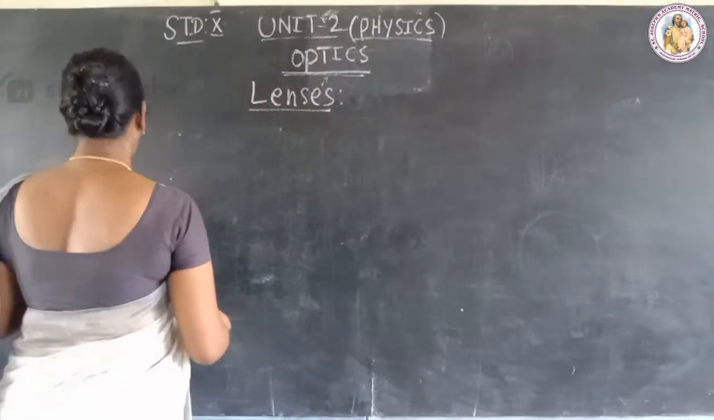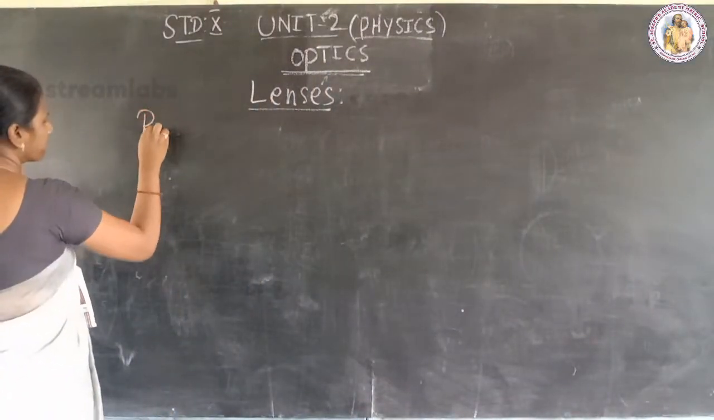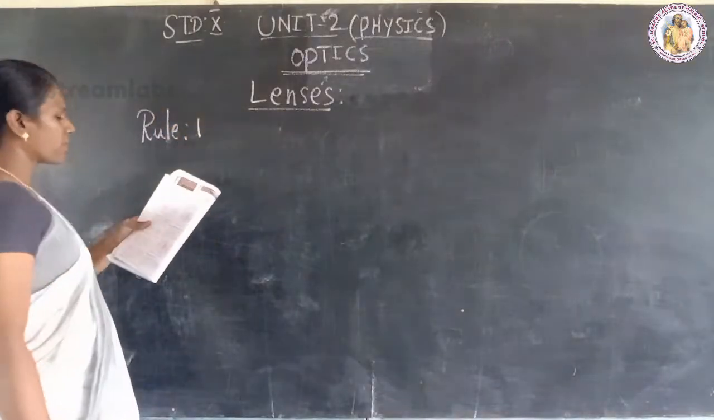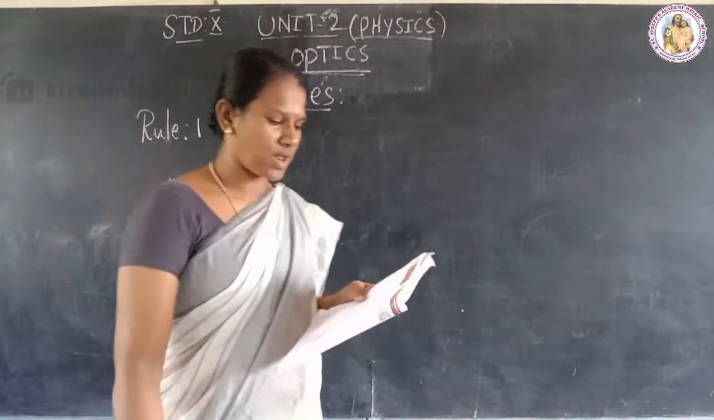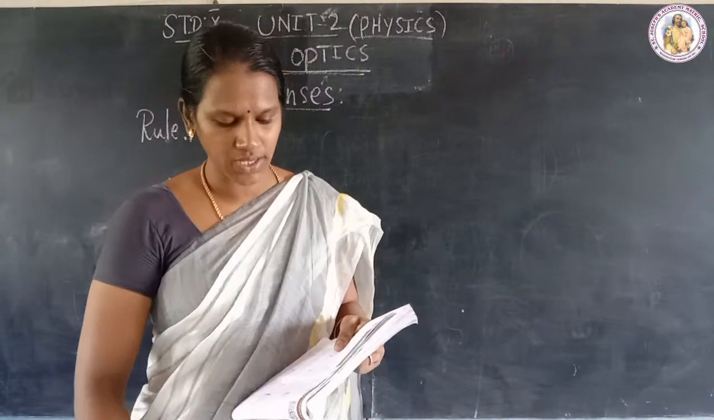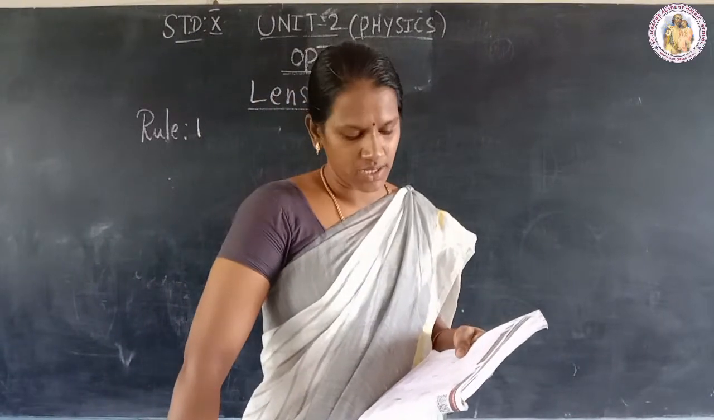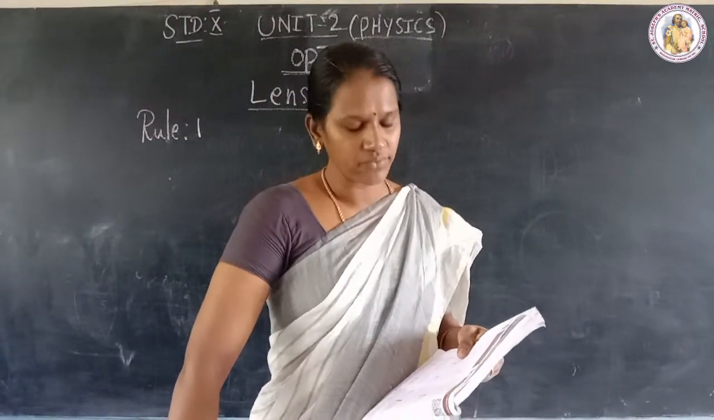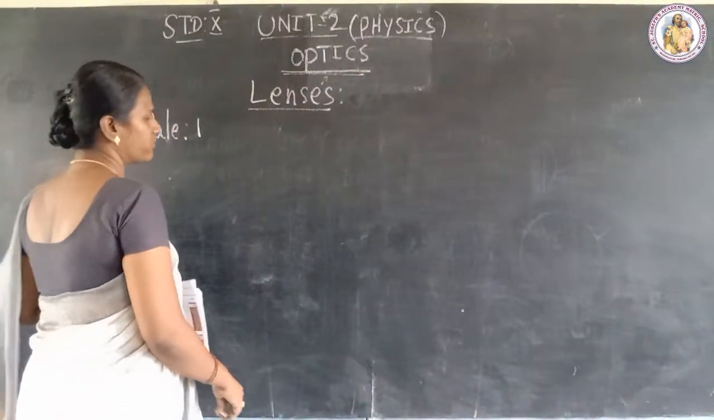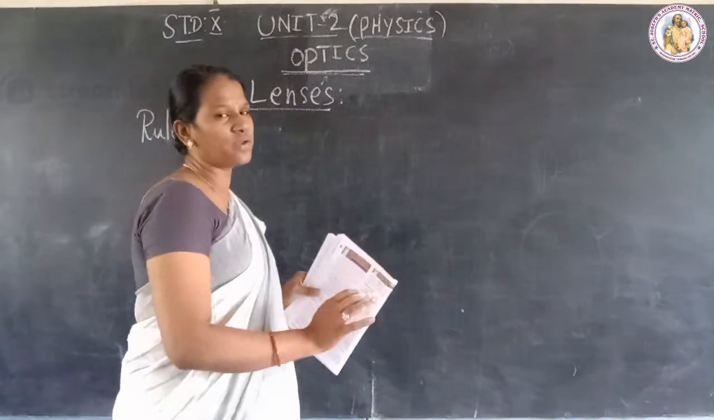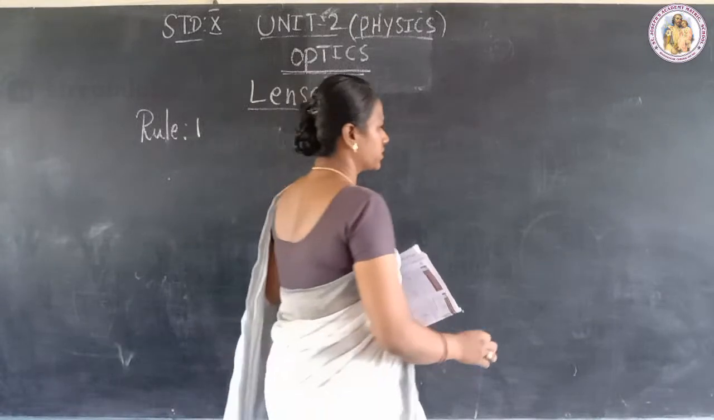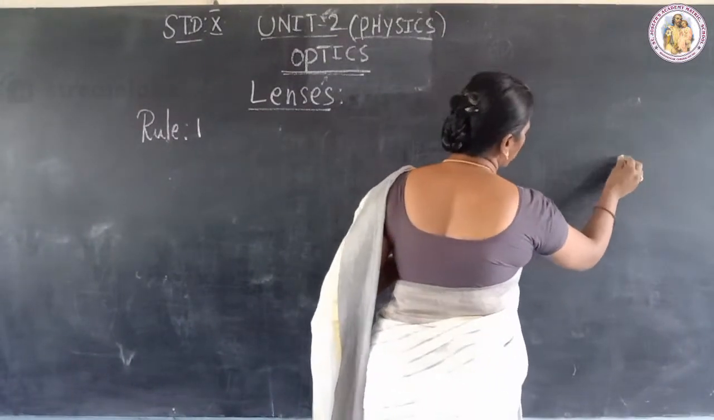So what are the three rules we have? Rule 1: when a ray of light strikes the convex or concave lens at its optical center, it continues to follow its path without any deviation. But before that, we need to know some terms in drawing the ray diagram.